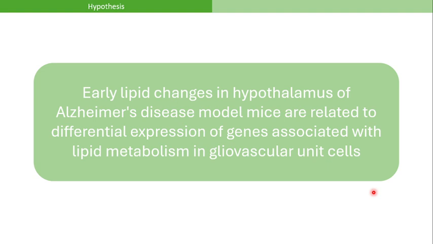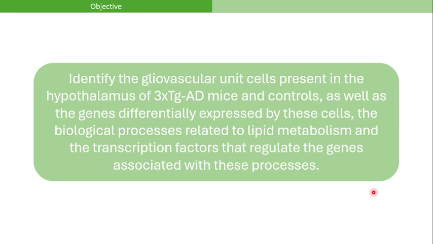Our hypothesis suggests that early lipid changes in the hypothalamus of Alzheimer's model mice are linked to differential gene expression associated with lipid metabolism in gliovascular unit cells. To test this, we aim to identify gliovascular cells in the hypothalamus of 3xTG AD mice and controls, and determine the differentially expressed genes, related lipid metabolism processes, and the transcription factors regulating these genes.